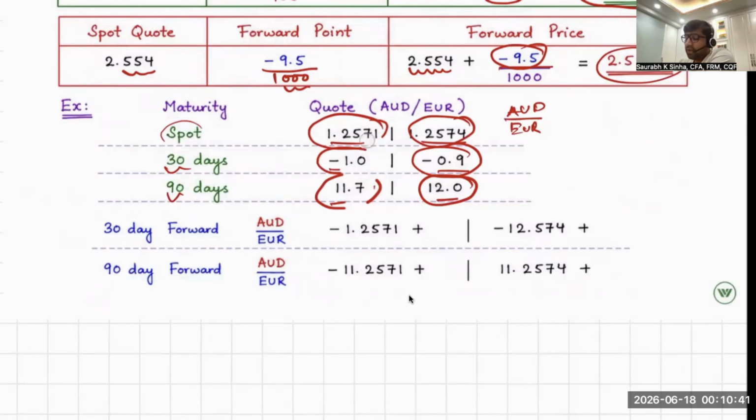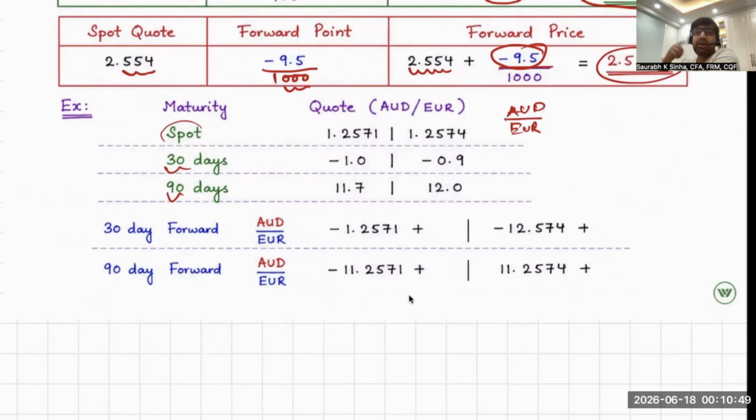So you will add the bid forward point to the bid quotation and you will add the ask forward point to the ask quotation. So you will add this to this, and this to this. So let's try to find out the final bid and ask rate with the help of the forward point for the 30-day forward contract. So the spot rate is 1.2571 and the bid forward point is given as negative 1.0. I will divide by how many zeros? I'll divide by 4 because there are four decimal places.